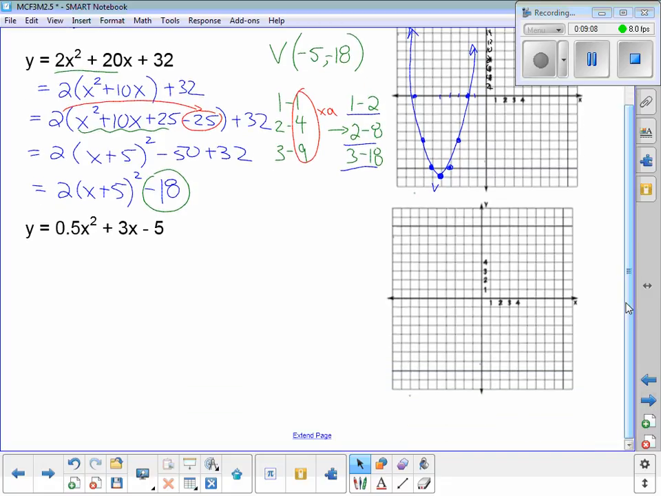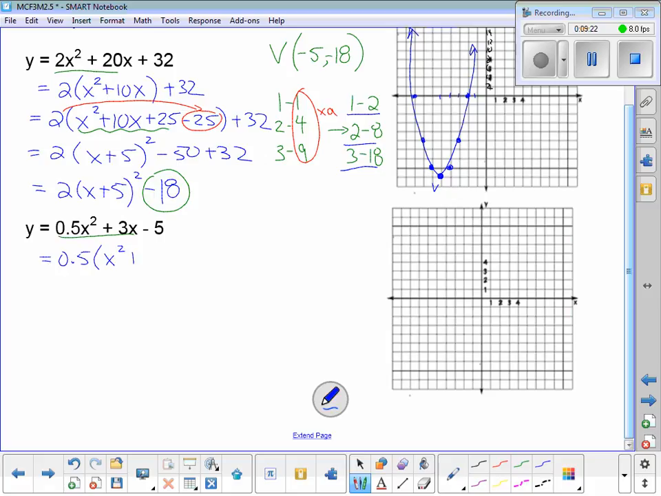Okay, I have one more example here. I always like to throw a fraction or a decimal one in, just to remind you. So again, here we go. We common factor out from the first two terms. So we get 0.5, and in brackets it'll be x squared plus 3 divided by 0.5. That's like 3 times 2, so it'll be 6x. And again, let's leave that last number alone.